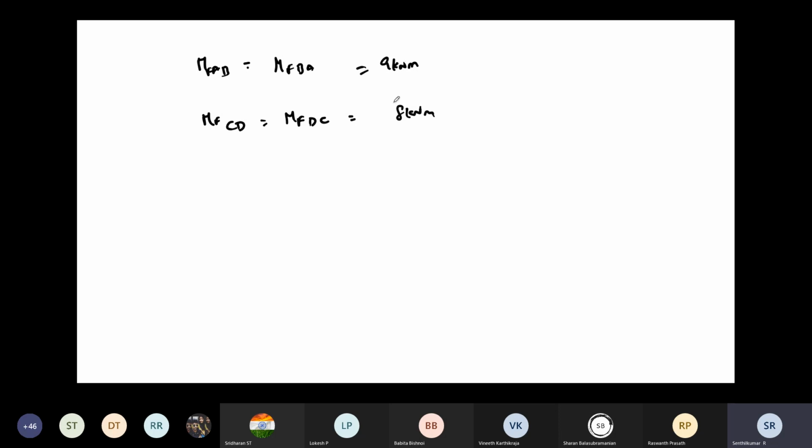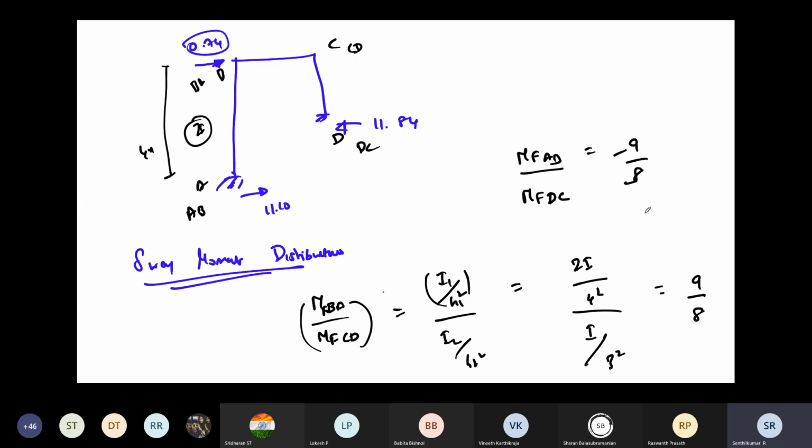MFBA by MFDC, that is also 9 by 8. Okay, MFAB by MFDC, both are 9 by 8 only. The ratio should be the same. That is a major thing. How did you calculate the ratio?